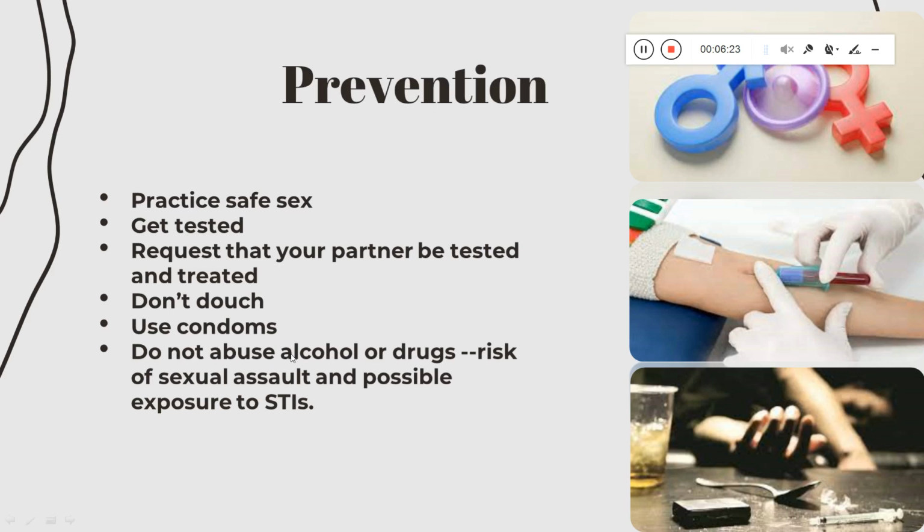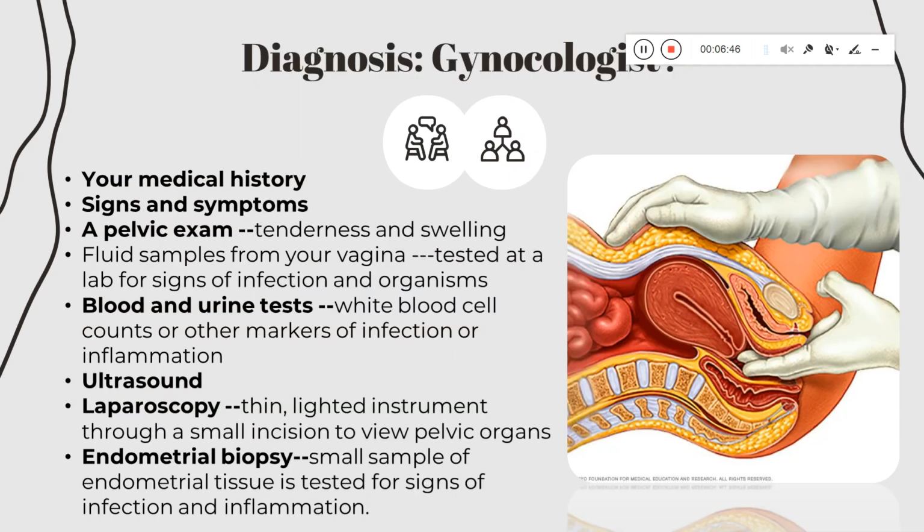So how can you prevent this? As I told you, practicing safe sex, getting tested, which is very, very important, and requesting your partner also to get tested in case you are having this issue. Maybe the infection is from the person. And not douching, and definitely staying away from alcohol and drugs, because this indirectly might lead to sexual assault, and that can lead to possible exposure to sexually transmitted infections.